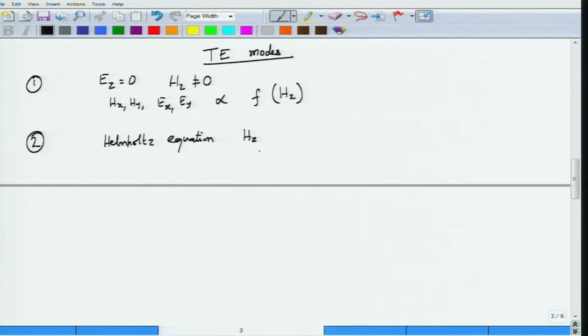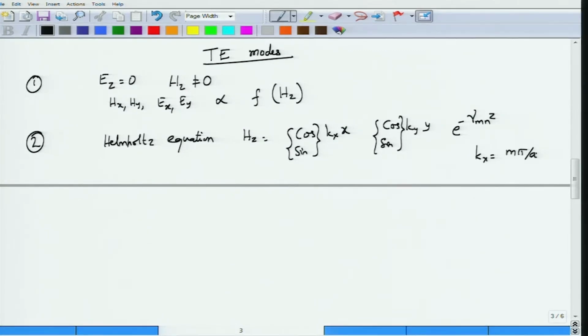Hz will have cos kx x, sine kx x, so both forms could essentially be there, and then you have cos ky y and sine ky y, multiplied of course by e power minus gamma mn z. You understand that gamma must also have components m and n, which will then be related to kx and ky. You already of course know what kx is. Kx is m pi by a, whereas ky is n pi by b. I have not written it down here just for notational simplicity.